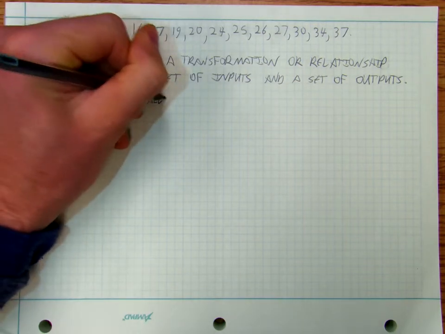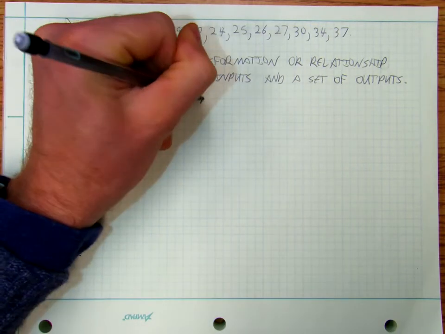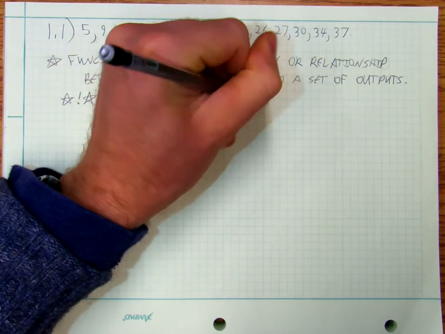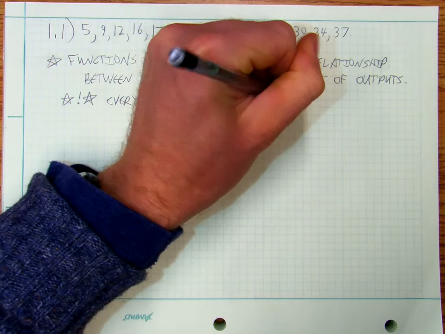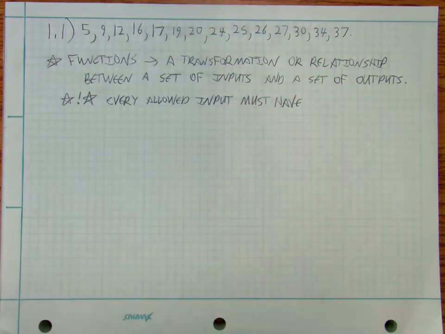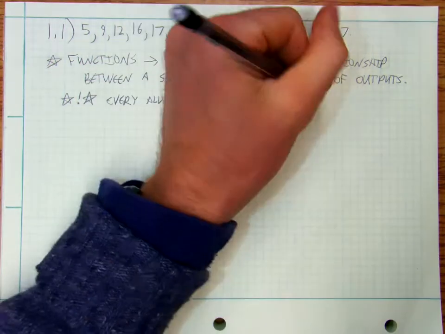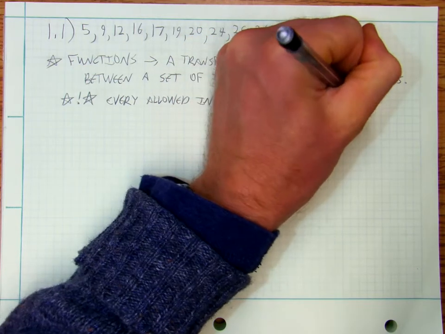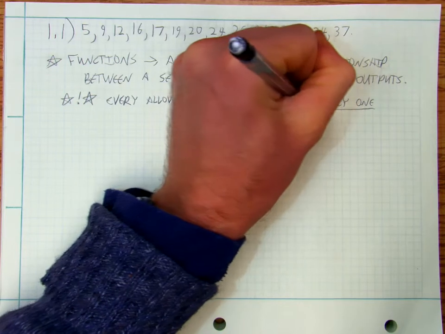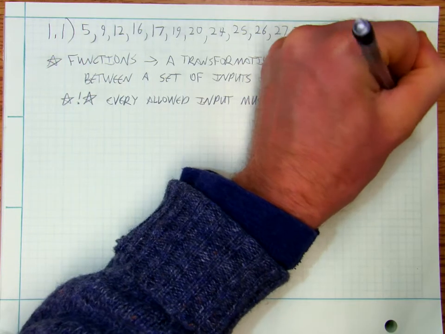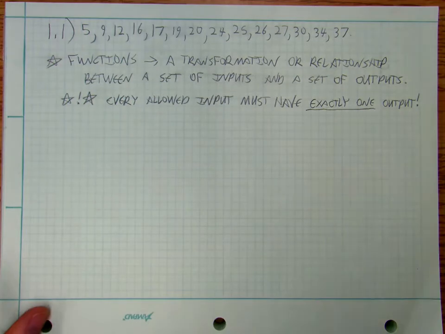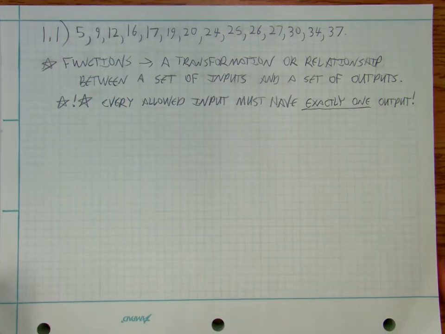Every allowed input must have just one, exactly one, output. That's critical. Every allowed input must have exactly one output.